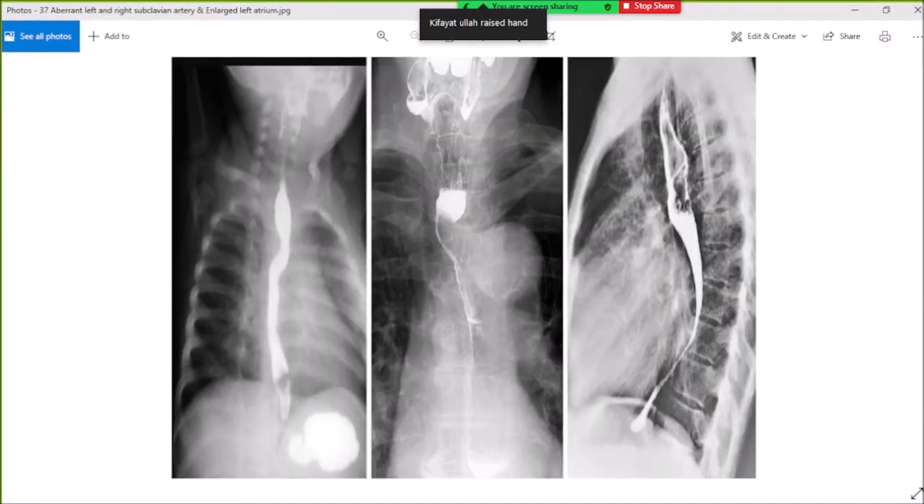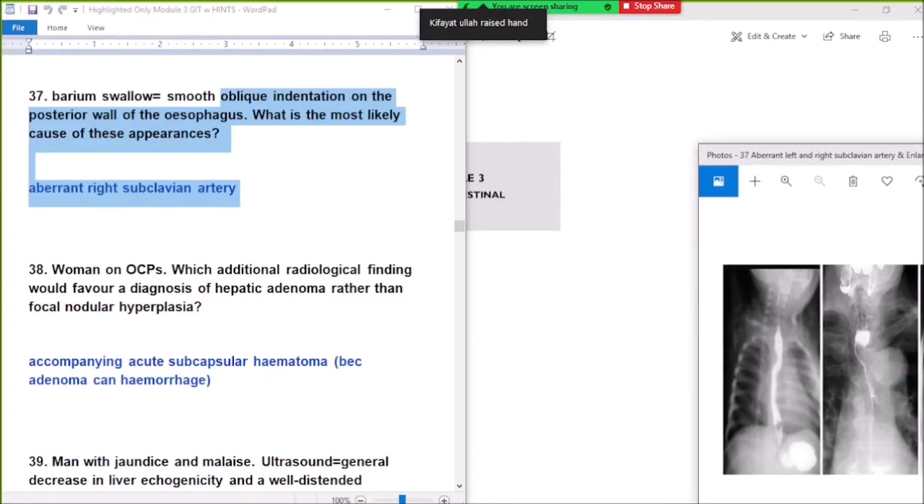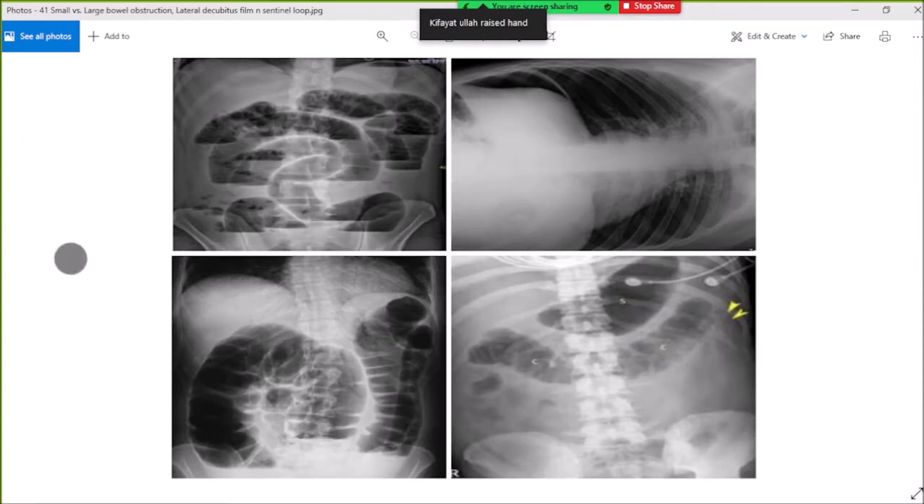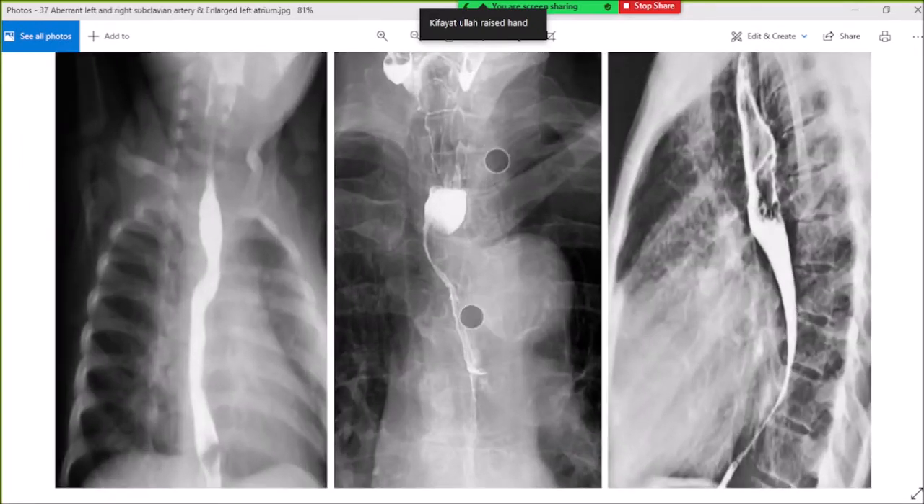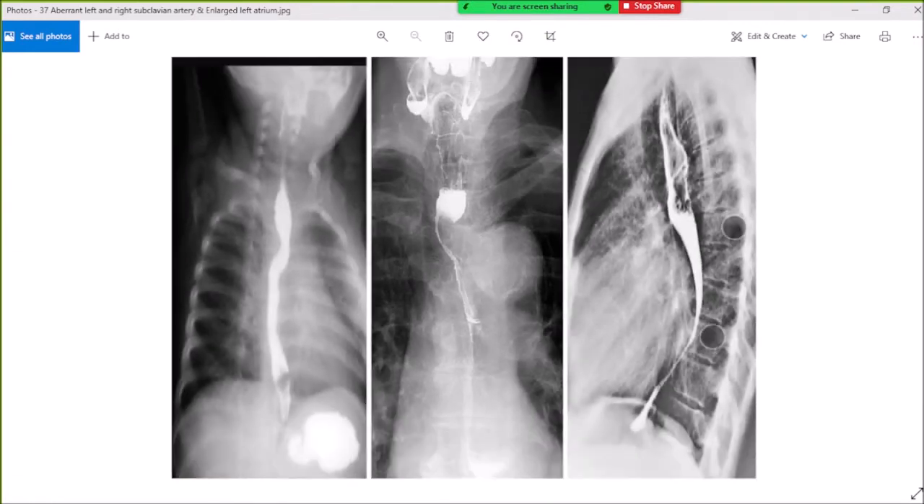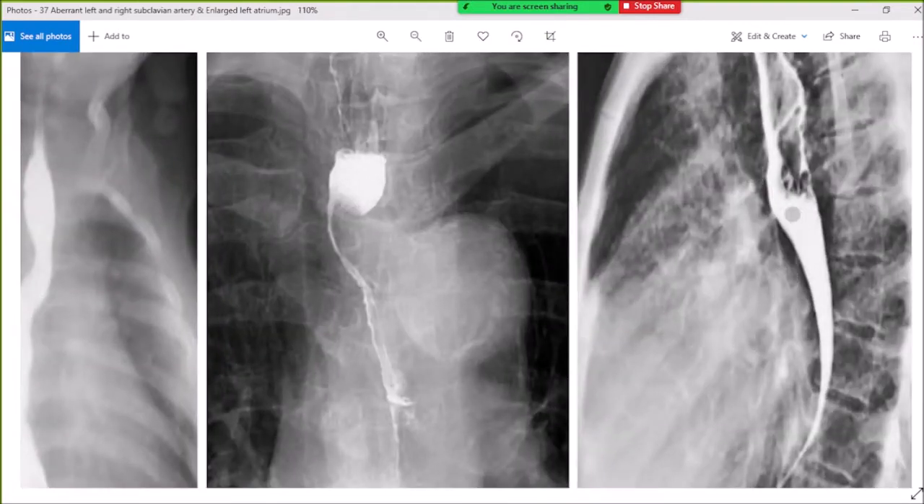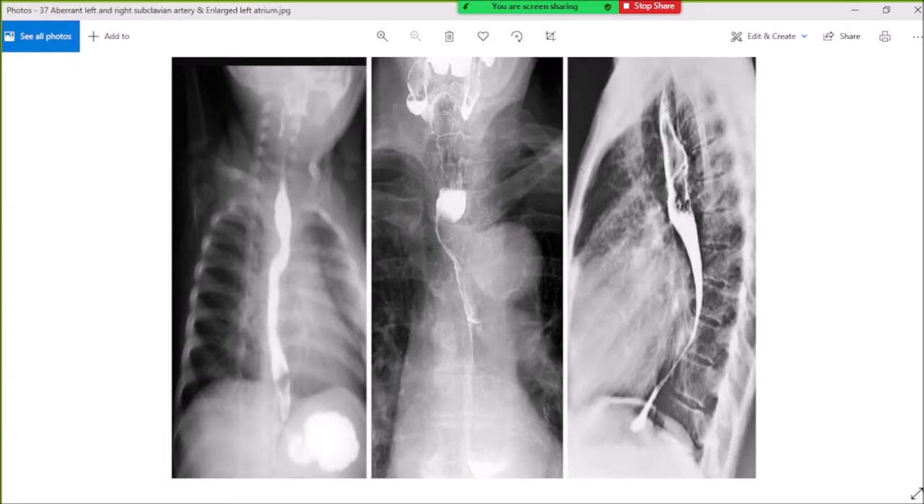The left and right subclavian arteries: an indentation in the anterior esophageal wall, and an indentation in the posterior esophageal wall, means aberrant right subclavian artery. Aberrant right subclavian artery causes indentation of the posterior esophageal wall on barium swallow. An enlarged left atrium compresses the esophagus. Okay.